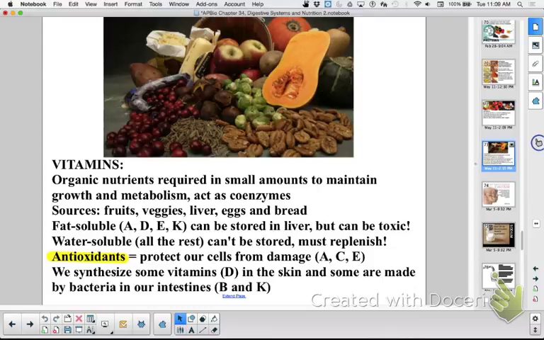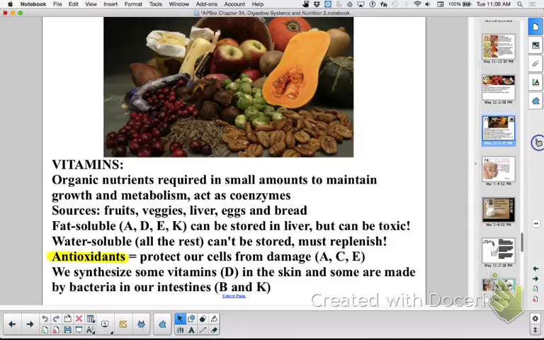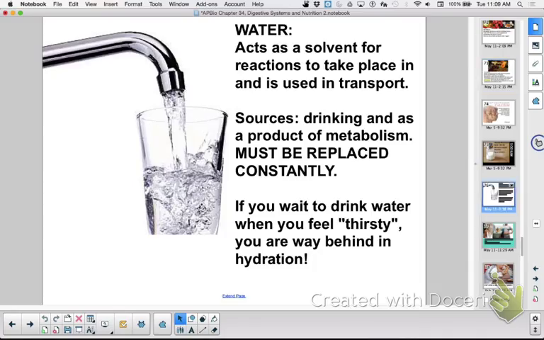ACE, these are antioxidants, like tennis players. ACE, antioxidants, protecting your cells. You need vitamins A, C, and E. Is A fat or water soluble? Fat. Okay, so that one, vitamin A, you don't have to worry, you can store that. C, you need to replenish that one. And then E, fat soluble, so you can store that one. So vitamin C is important. That's why you drink maybe orange juice or eat an orange. And then really important, you need to drink water. Right? Water, water, water, water.